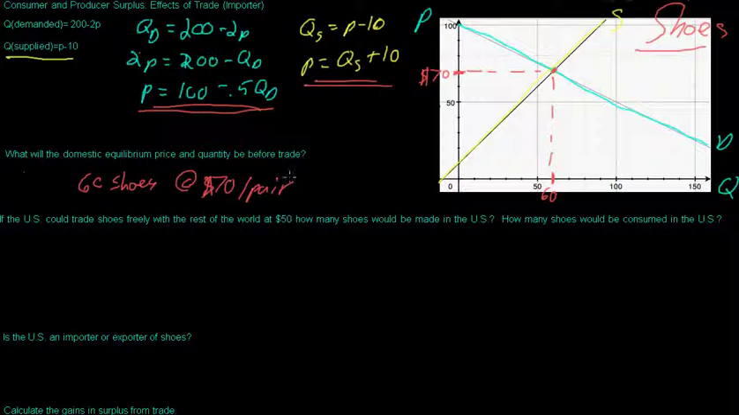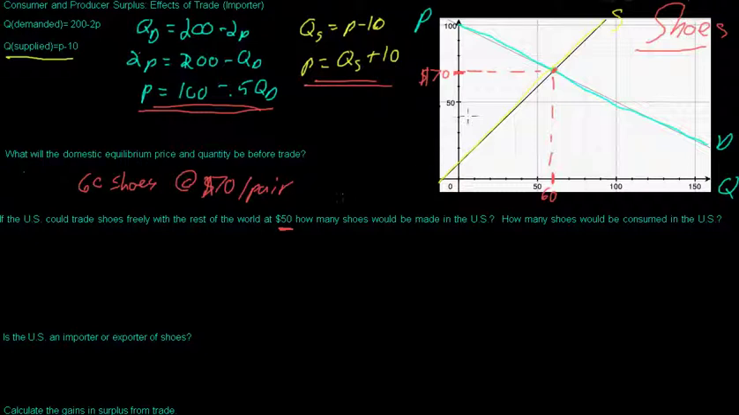And now we want to see what happens if we open this up to trade. The next step, as I like to think about it, is opening it up to trade and seeing what happens. So if the US could trade shoes freely with the rest of the world at $50 a pair, how many pairs of shoes would be made in the US, and how many pairs of shoes would be consumed in the US? Simply put, the rest of the world can make shoes for $50, and let's assume that they can make an infinite amount of shoes for $50. They can keep on pumping shoes out at $50.